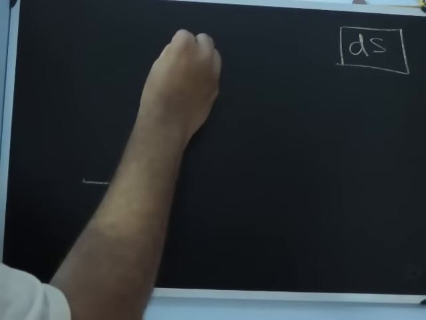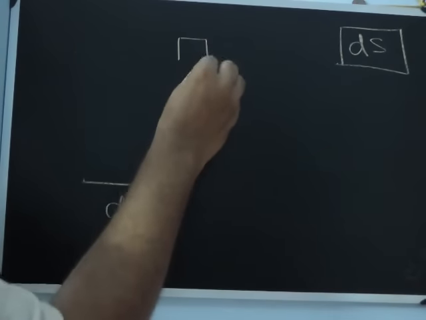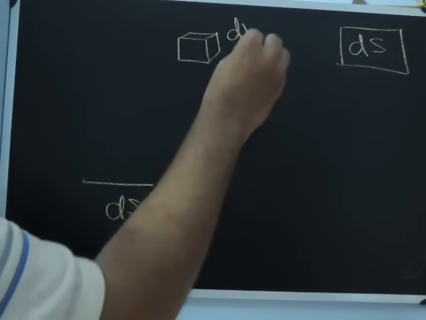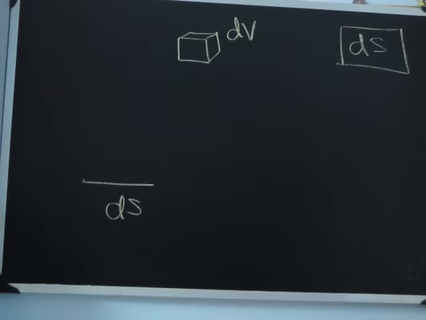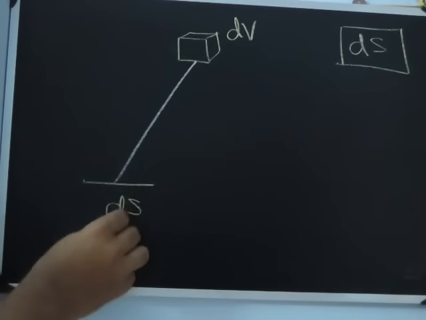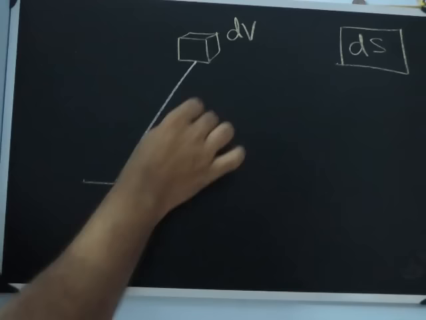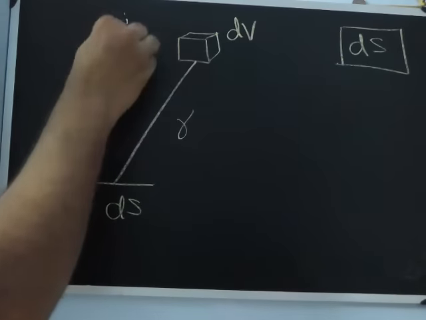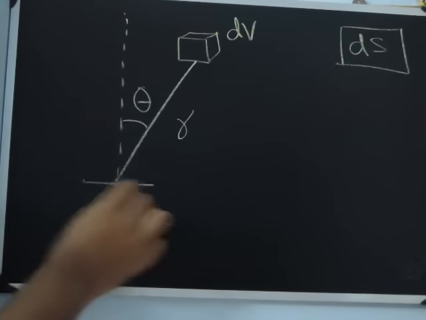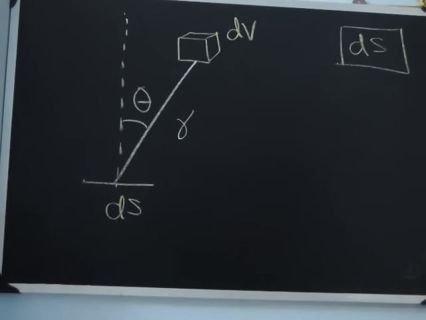So I'm going to consider a small volume element of the room, say dV. Now let this dV be at a distance r from the center of this area dS. So this distance be r. Let this r be at an angle theta from the normal to the wall. So I'm considering the wall surface, and the volume element I consider is at an angle theta from the normal.